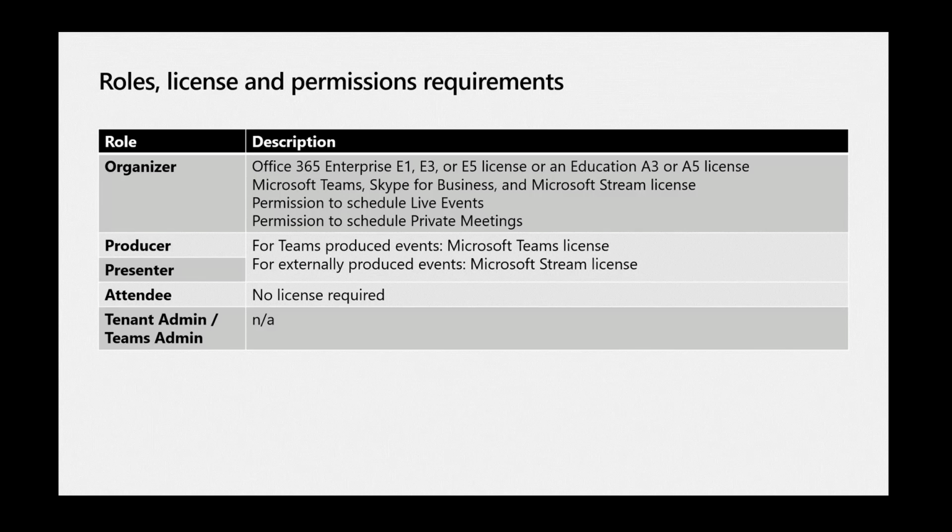For the producers and the presenters, if you're going to produce the event in Teams, you need a Teams license, like you said. And as I mentioned, there's a way to produce these events externally with third-party solutions. If that is the case, then you're going to need a Stream license for that particular producer and presenter so they can actually leverage the third-party production solution, okay? The attendees don't need a license because they're just consuming content, right? So they're just getting a broadcast sent to them. And the tenant admin or the Teams admin don't really come into play here because we're talking about the organizers, producers, and presenters in this particular requirement.